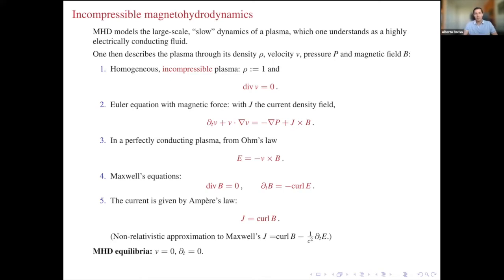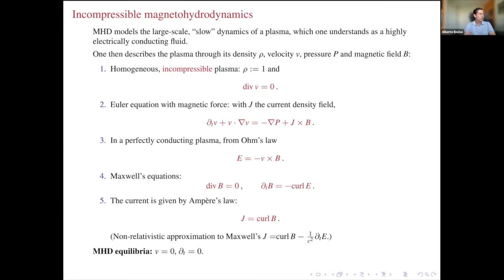So MHD is a model of plasmas, and the way plasmas are modeled through the MHD system is by understanding the plasma as a conducting fluid, okay? So the way we're going to model the plasma is by taking the variables, the unknowns that describe a fluid, that's the density, the velocity, and the pressure. And also, since it is a conducting fluid and therefore it reacts to electromagnetic field, we also consider a magnetic field.